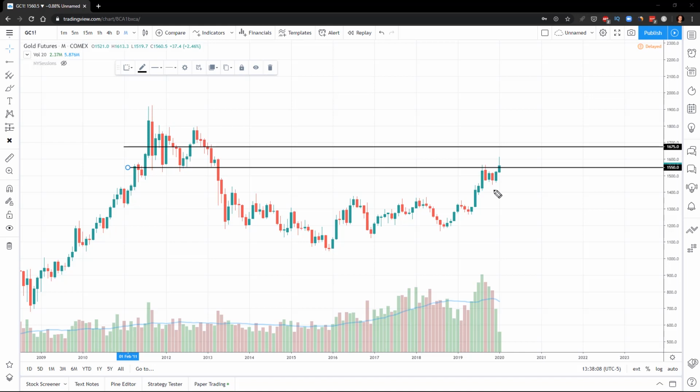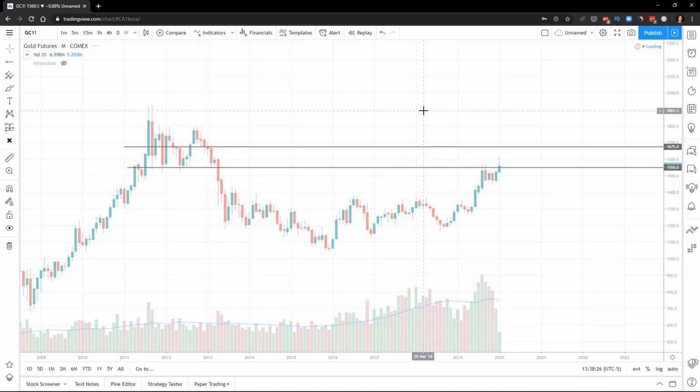If gold can do that, then we'll likely have further upside into the 1675, 1700 round numbers. Back above there, we can potentially reach up into 1800, which is a level gold hasn't seen since around 2011. All right, so that is the monthly chart.